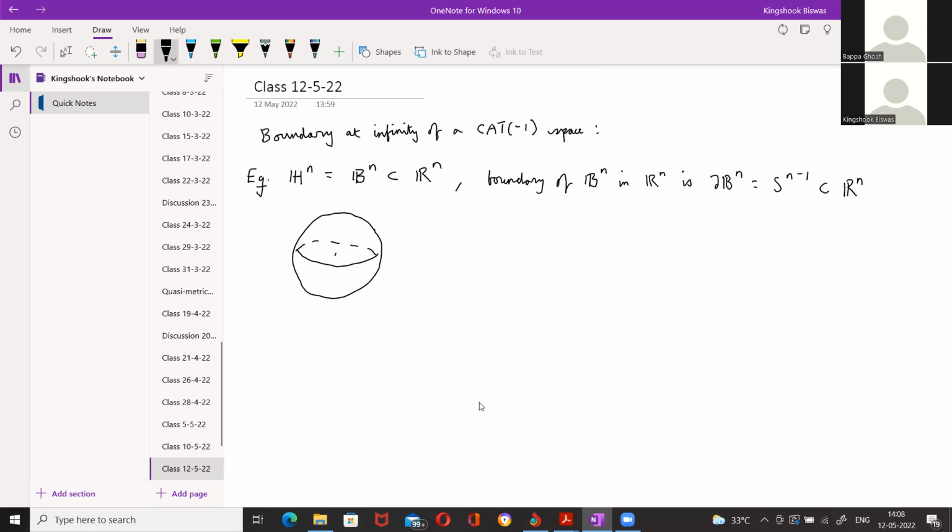Okay. Now, we can ask, is there a way to define this boundary intrinsically in terms of the geometry of the inside, right? So for example, if I take a point on the boundary, say this point, let me call it xi, then how can I understand xi in terms of the inside?